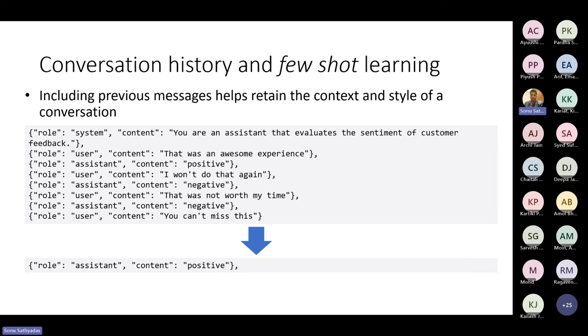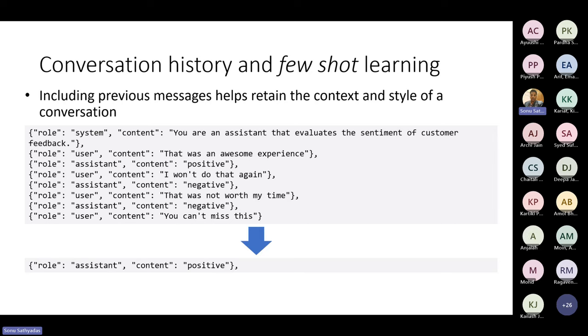So already three examples we have given. The first one is positive, the second one is negative, and the third one is again negative. So when the user gives the next statement, obviously we are expecting the assistant to say positive or negative based on the sentiment. So when the user says, "You can't miss this," it's a positive sentiment.